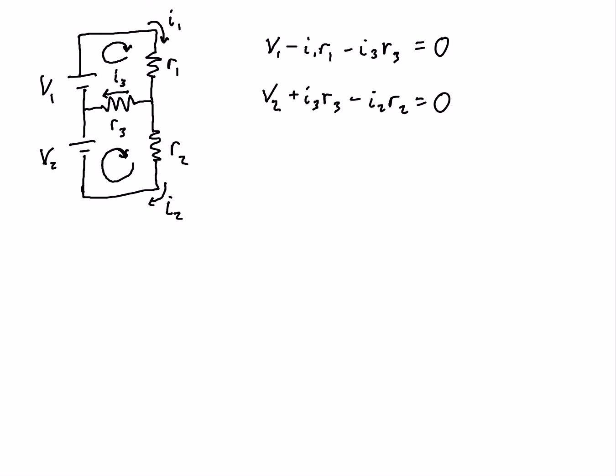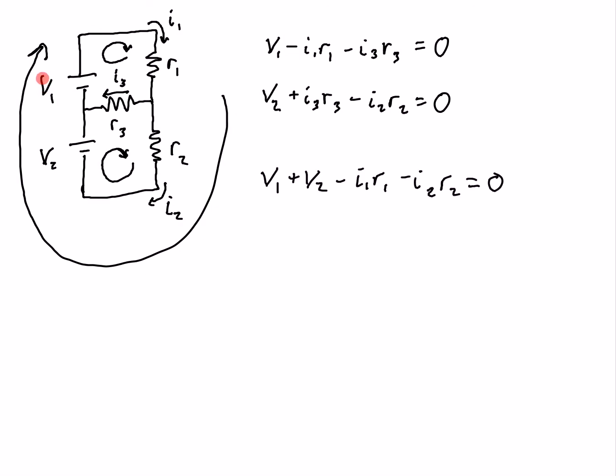Now, it is interesting to note that there's a third loop we could consider in this circuit. We could consider the whole entire loop going around the outer perimeter and not going through this middle part. What would we get if we consider this loop? This is what we would get. We would get V1 minus I1 R1 minus I2 R2 plus V2 when we come all the way back around. We hit V1, V2, R1, and R2.